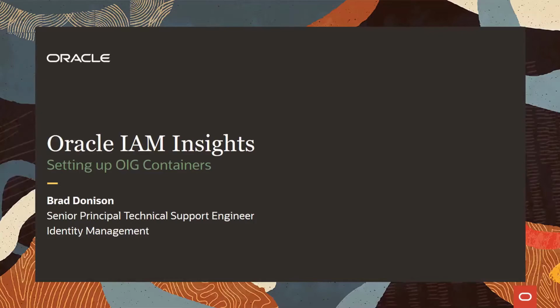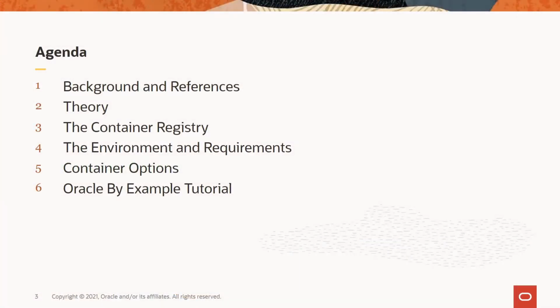Today in this session, we'll be covering various container-related topics and work our way towards a demonstration of an actual deployment of Oracle Identity Governance in Docker Containers. The demo video will be a second video after this one. So we'll start out with some background information, theory, looking at the Container Registry and the necessary setup to get this all working together. We'll cover what some of the options are for deploying OIG inside containers, and we'll review the online tutorial a bit.